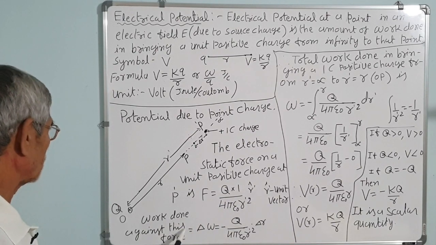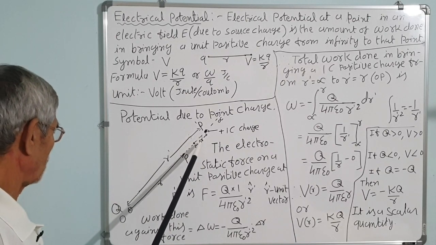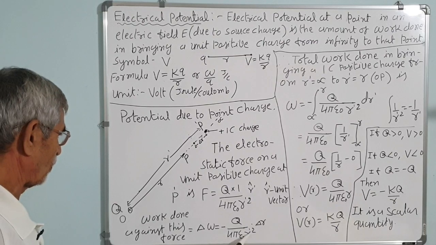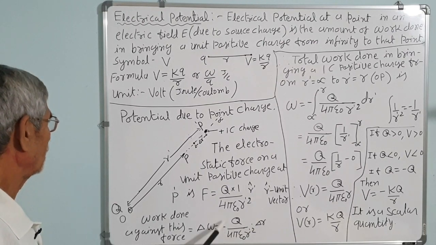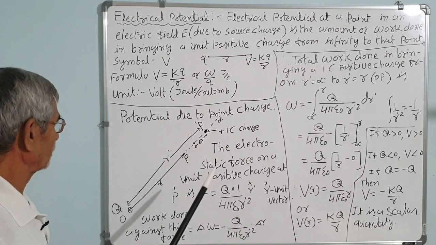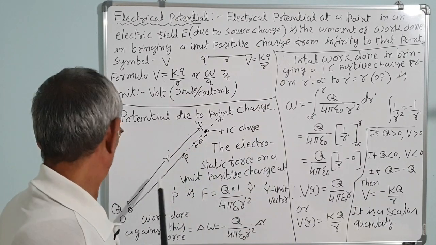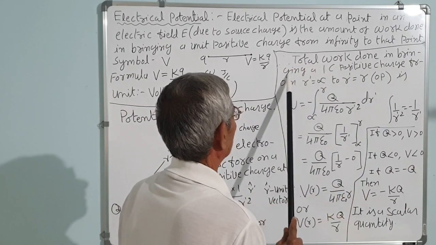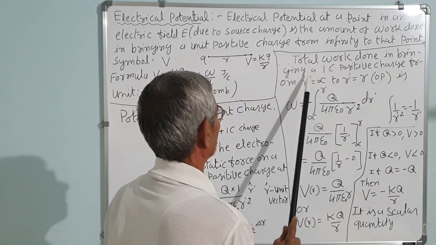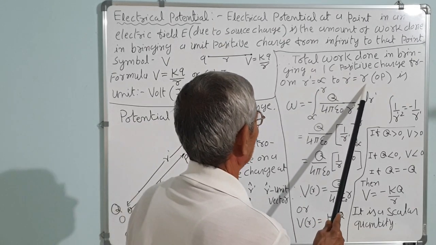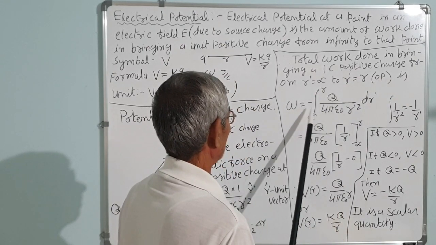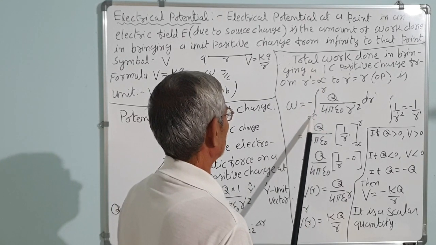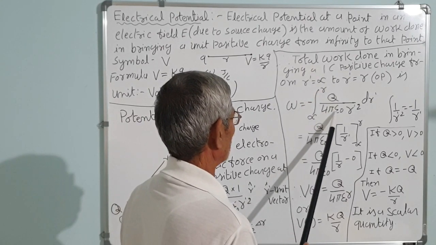The work done against this force, for a small displacement, say delta W, is equal to minus Q upon 4 pi epsilon 0 R dash square into delta R. Minus, because delta R is in the opposite direction; the R vector is in this direction. The total work done in bringing the 1 coulomb positive charge from R dash equal to infinity to R dash equal to R, that is OP, W is equal to minus integral from infinity to R of Q upon 4 pi epsilon 0 R dash square dR.